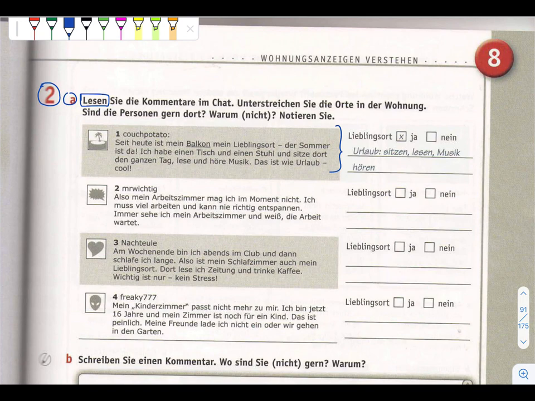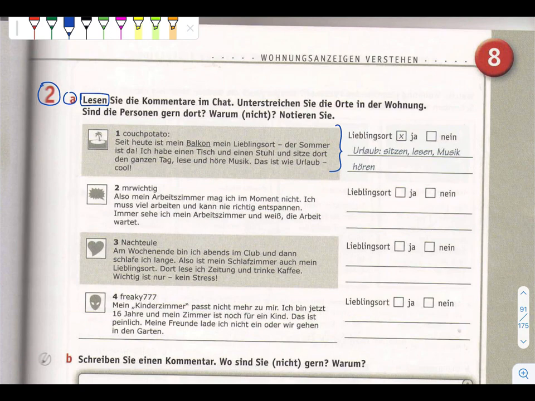So, lesen Sie die Kommentare im Chat. Unterstreichen Sie die Orte in der Wohnung. Sind die Personen gern dort? Warum oder warum nicht? Und notieren Sie. Now, we need to read the comments in the chat. And we need to underline the places, the Orte. What are the places in the apartment? And are the persons happy to be there or not? Warum oder warum nicht? And we need to note it down.